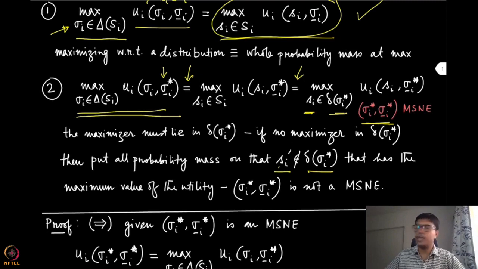So therefore, that cannot happen. So whatever we have assumed is wrong. So therefore, the max must live within the support of sigma_i star.